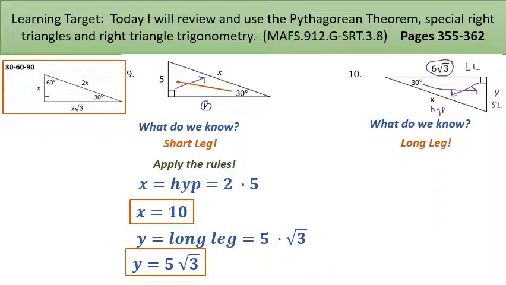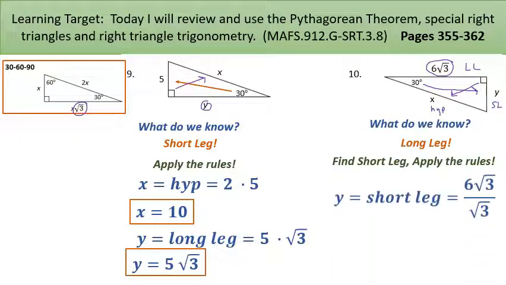So we know the long leg. Okay, so we have to find the short leg, because remember, the short leg is the key. So to go from long leg to short, we divide. What do we divide by? Whatever that factor is, which in this case is the square root of 3. So we're going to divide 6 square root of 3 by the square root of 3, and square root of 3 cancels, square root of 3 cancels, and y equals 6.